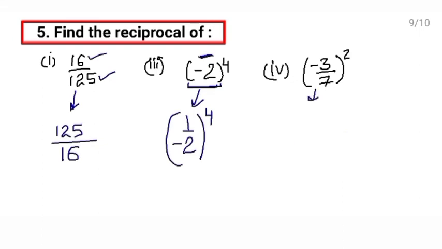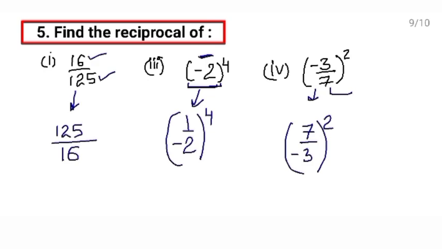Now the reciprocal of this one, as I said, we will write the reciprocal of the base. Right? Base is -3 upon 7. 7 is the denominator, so it will become the numerator, and the numerator is -3, which will become the denominator, and the power will remain the same. This is the reciprocal of -3 upon 7 raised to the power 2.